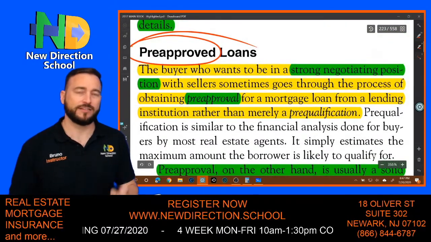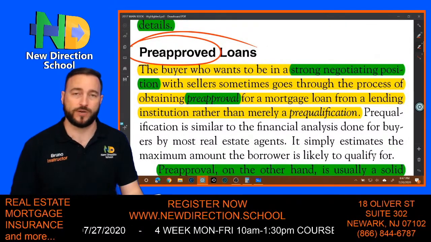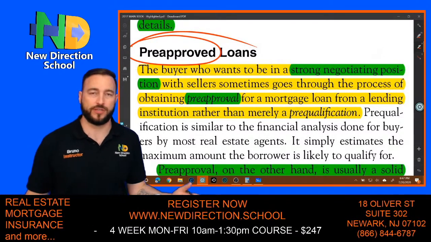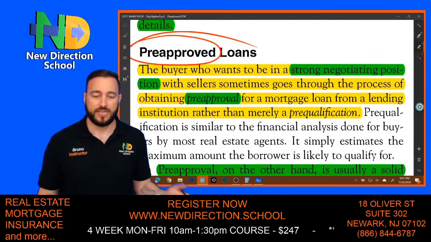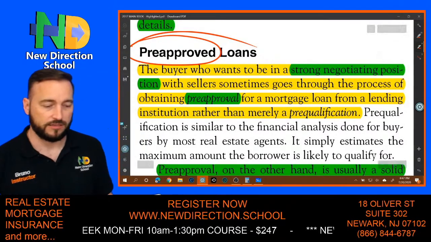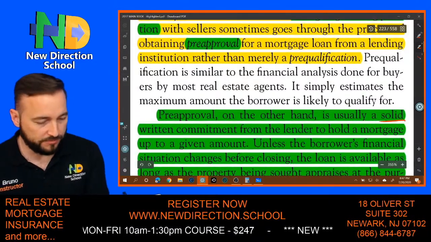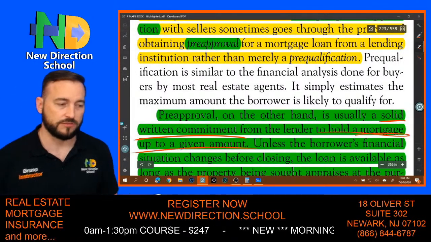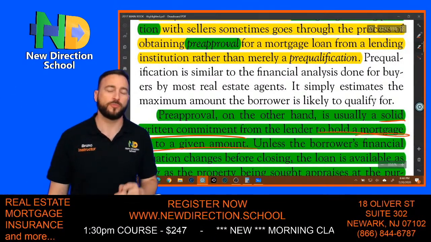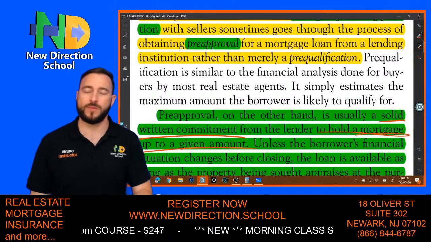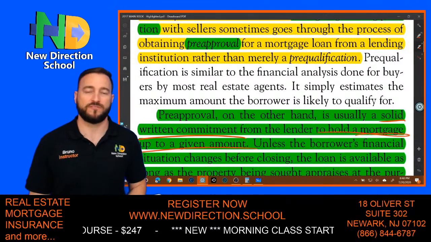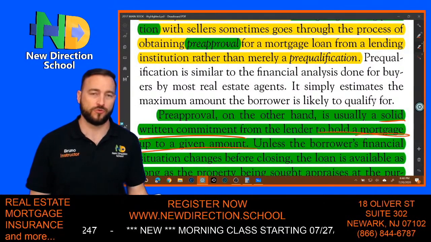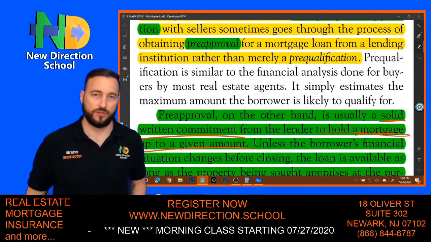Pre-approval is we analyze every single document, including your credit report, right? We've verified your employment. We verified everything that you've been talking about. And now we're saying, yeah, it's a solid written commitment. We will hold a mortgage up to a given amount. Okay, so pre-approval is what you guys want. Don't show me any buyer that has a pre-qualification because it's worthless.